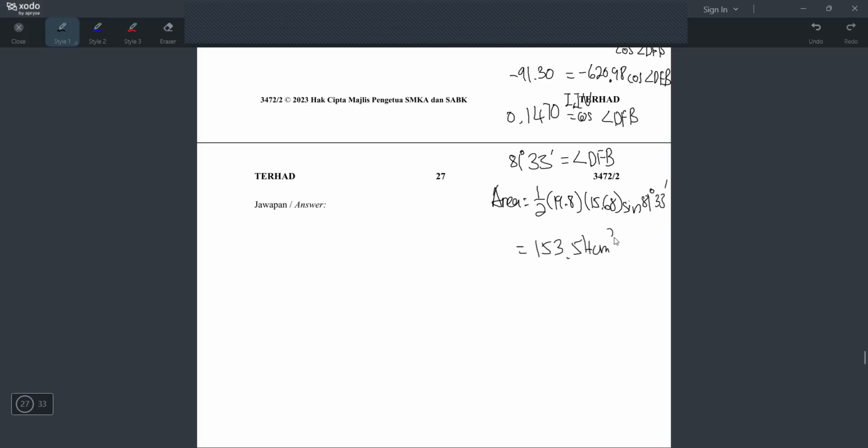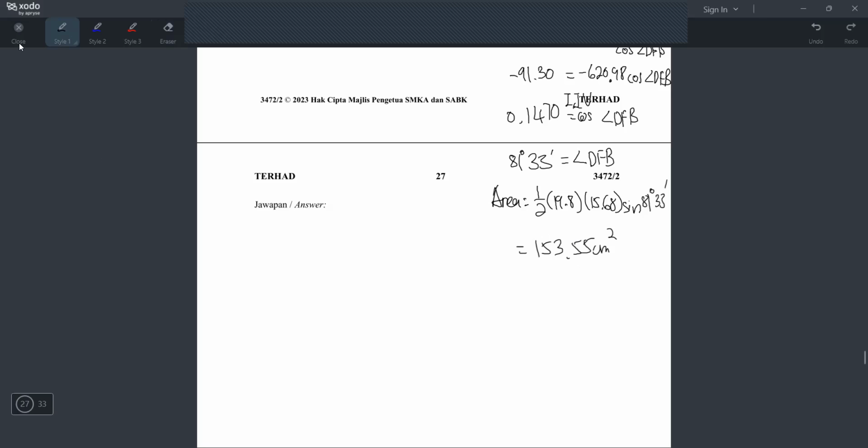153.54. Okay, let me press again. Sine 81 degree 33 minute times 15.68 times 19.8 divided by 2. If I use the answer button, I get 153.54. But if I never use the answer button, I press just 81 degrees, I get 153.55, right? And when I look at the schema, it says 153.55.